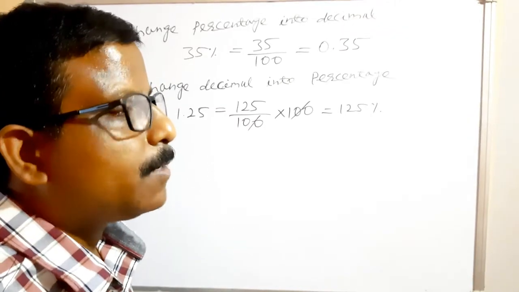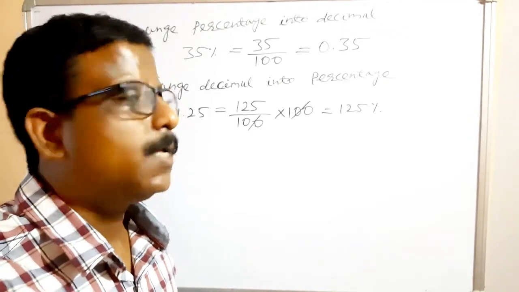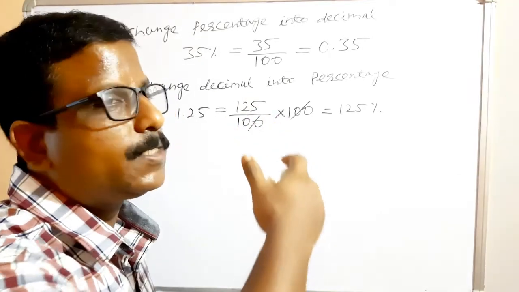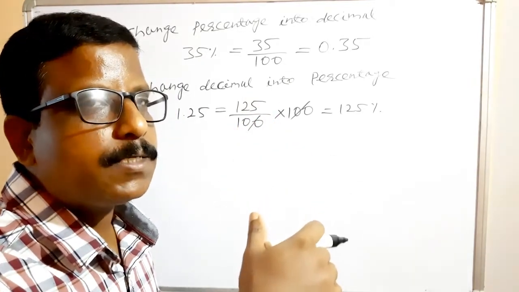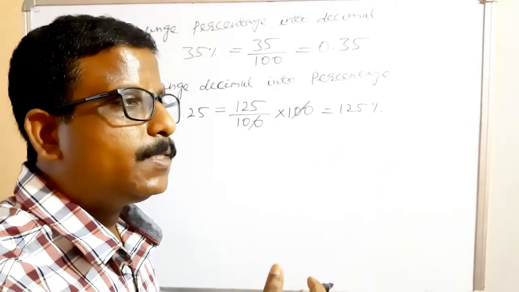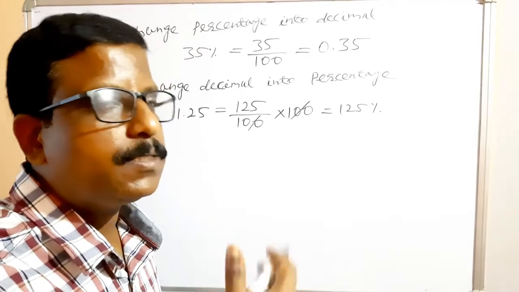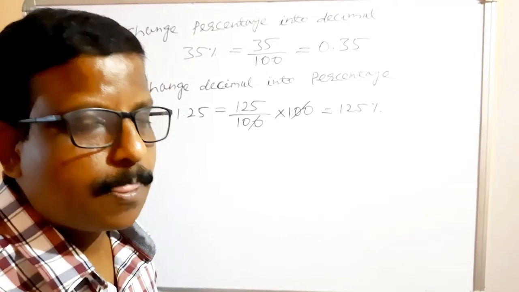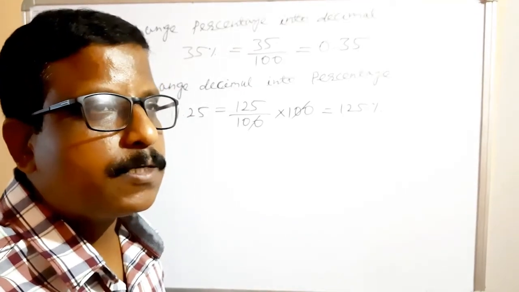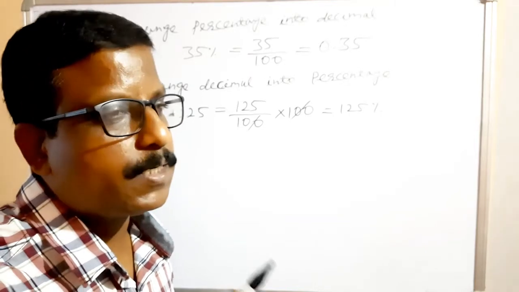Suppose a decimal is given, and we have to convert it into a percentage. So first change the decimal into a fraction, then you have to change it into a percentage. Like if a percentage is given, you change it into a fraction, then into decimal form. If a decimal is given, first change it into a fraction, then into a percentage. Understood? This is the fundamental concept about percentage.